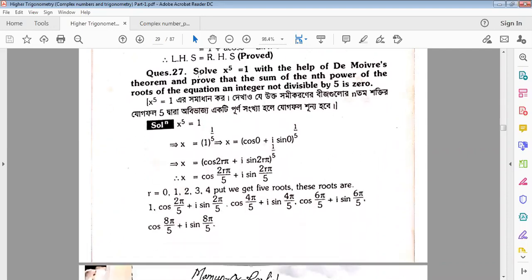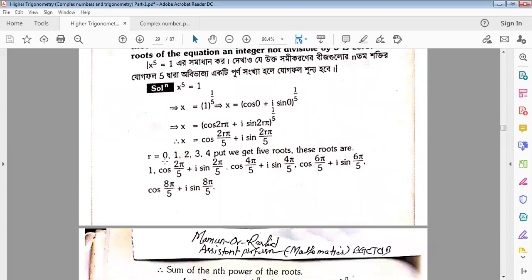Similarly, example 27 is left for you, by using de Moivre's theorem. You can solve this. There will be 5 roots. And prove that the sum of the nth power of the roots of the equation, for an integer not divisible by 5, is 0. You have to prove another condition. After solving, we get these 5 roots for r equals 0, 1, 2, 3, 4. We will get 5 roots.